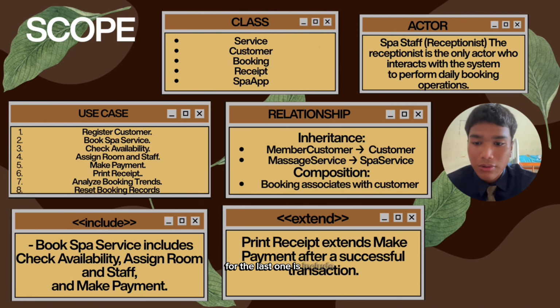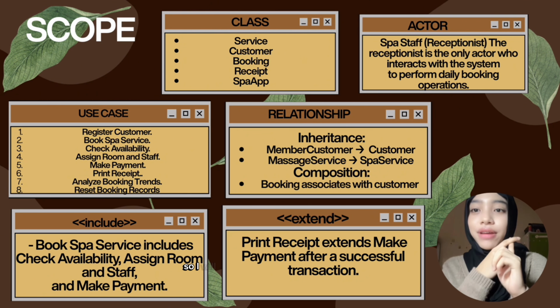For the last one is include. Book spa service includes check availability, assign room and staff, and make payment. So I will explain the other scope.